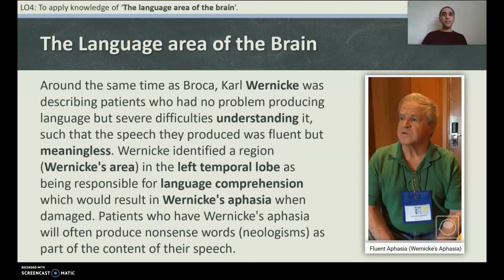So what they found was Wernicke's aphasia, they had severe difficulties understanding language, such that the speech they produced was fluent, but it was meaningless, right? Wernicke identified a region, again named after himself, Wernicke's area, in the left temporal lobe as being responsible for language comprehension, which will result in Wernicke's aphasia when damaged. Patients who have Wernicke's aphasia will often produce nonsense words, also known as neologisms, as part of the content of their speech. Again, click on the image if you want. It'll open up a video and it'll give you an example of someone with Wernicke's aphasia.